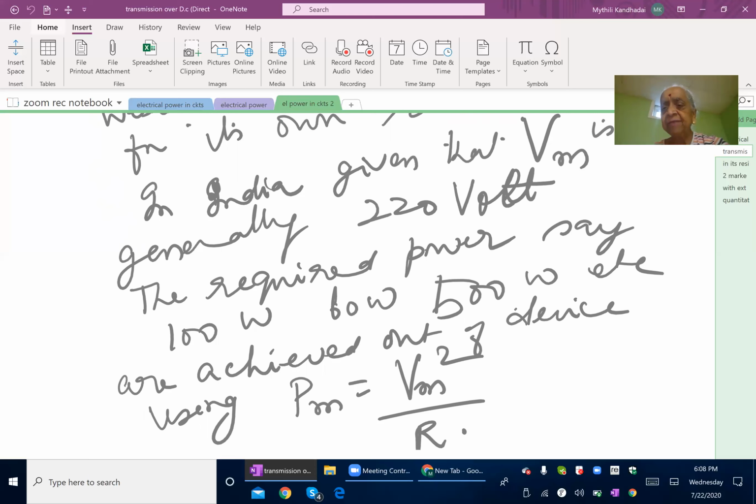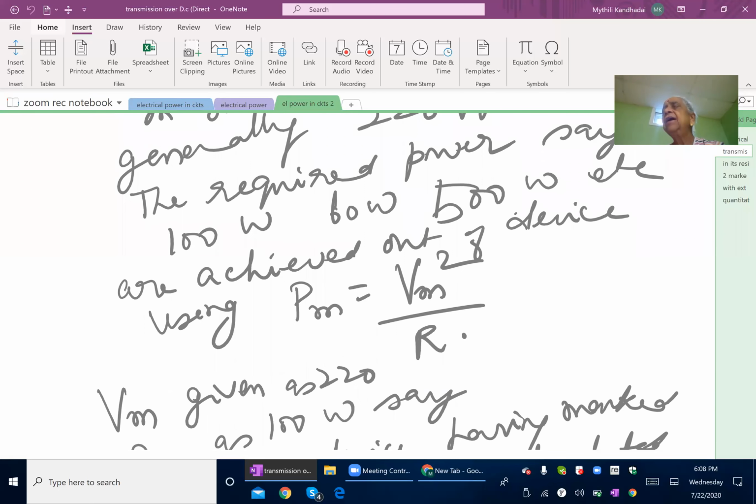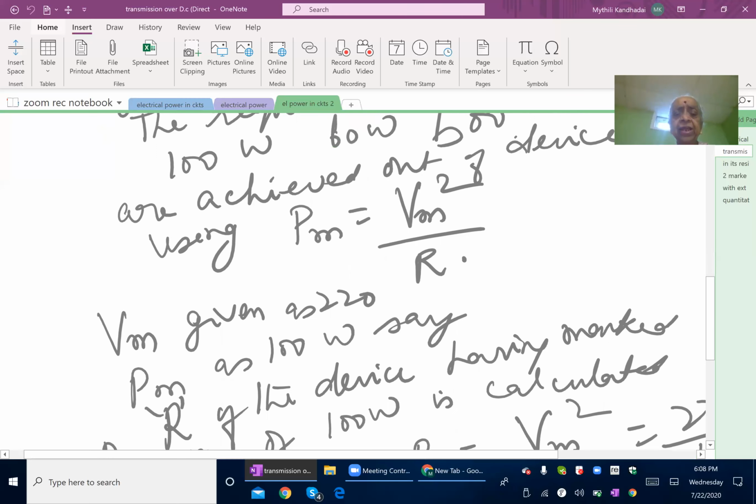So, bearing in mind the marked voltages in all the devices throughout India, if they require 50 watts at 220 volts, they will calculate what R is and design the coil or the wire of the device so as to have that particular R, so that when operated on the marked voltage, it will faithfully give the marked power.